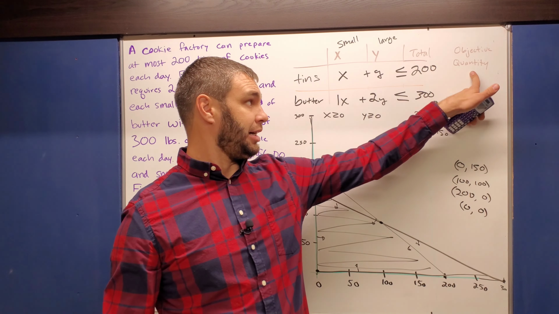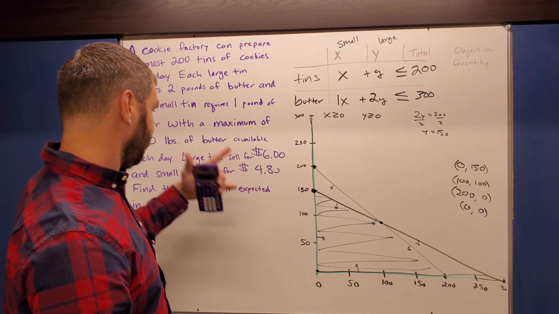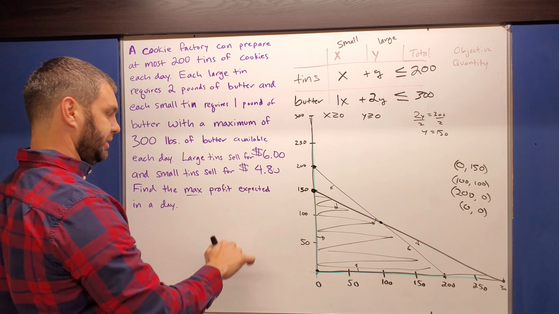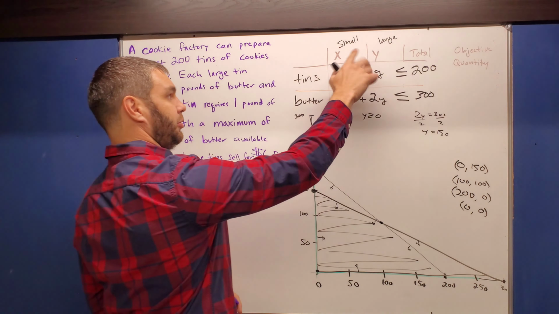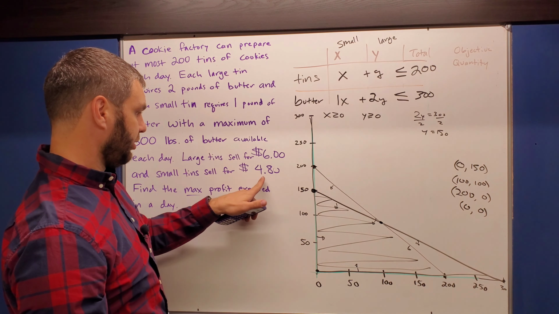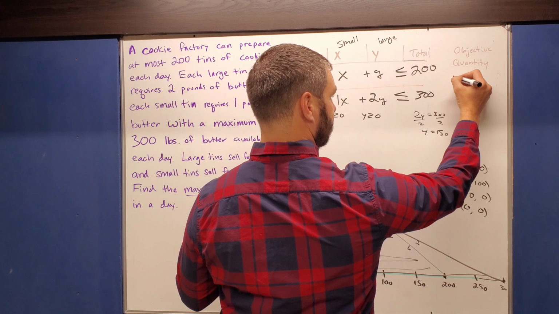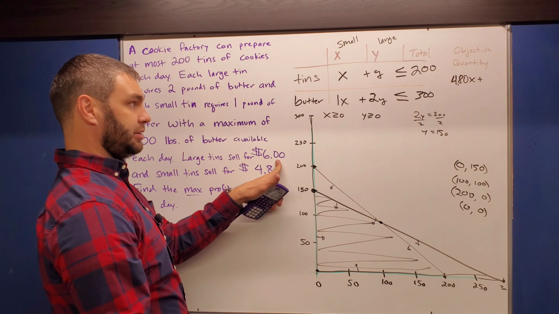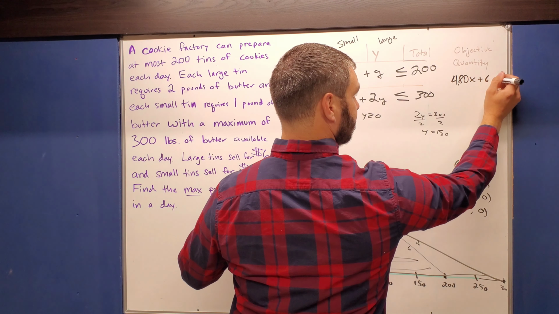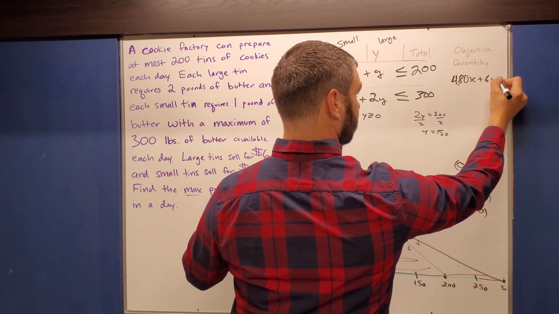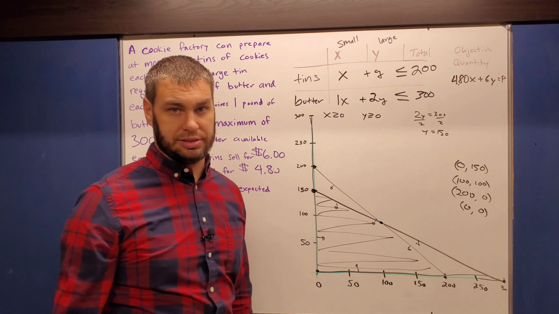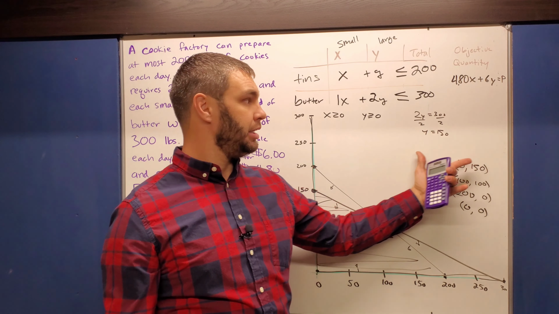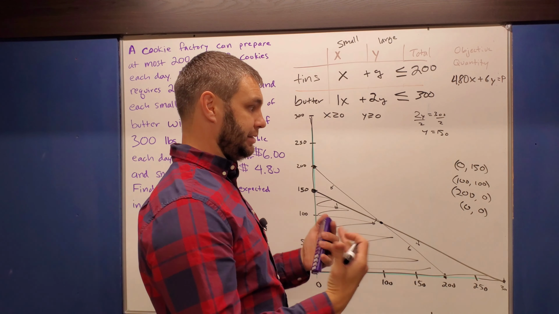Now, the only thing I haven't talked about is our objective quantity, and that's going to be how much do these sell for. So the large tins sell for $6 and the small tins sell for $4.80. So if you remember your X and your Y, small was our X, and so we're going to say 4.80X plus 6Y should equal our profit, which I'll say is P. All right, so we have a bunch of XY points here. I'm going to plug those in, and we're going to see what that gives us as an output.